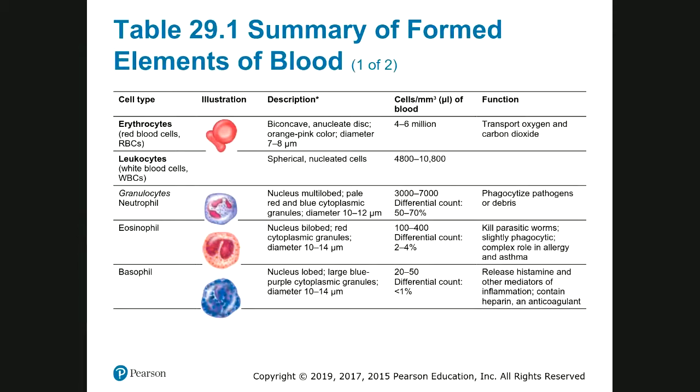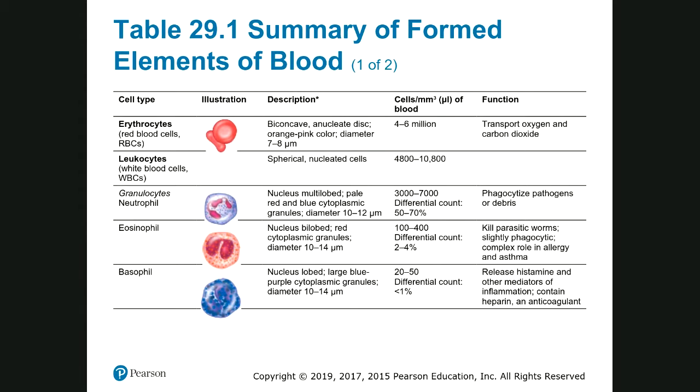Eosinophils, their nucleus is bilobed, 2-lobed. If you see it, there are 2 lobes over here, 1 and 2. They kill parasites, and they also play a role in allergy and asthma. Basophils have a lobed nucleus, they release histamine, and they also play a role in anticoagulant function because they contain heparin.